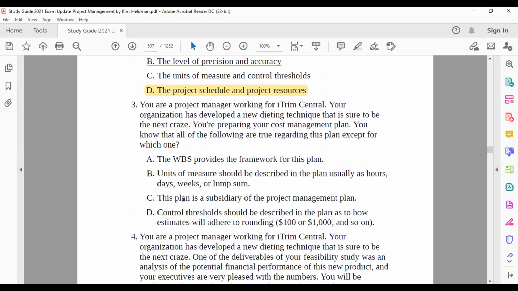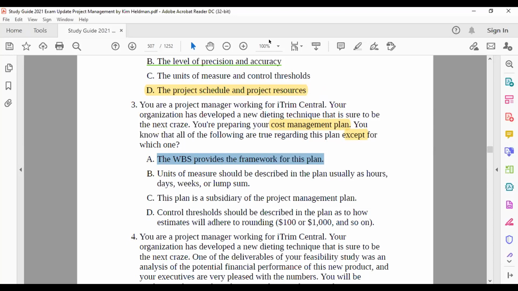Let's go to 3. You are the PM, your organization has developed something, you are preparing your cost management plan. You know that all are true except. So which is not correct for the cost management plan? Let's go deep and find out. WBS provides the framework for this plan. Does WBS have any connection with the cost management plan? Yes, without WBS, how will you prepare the costing?